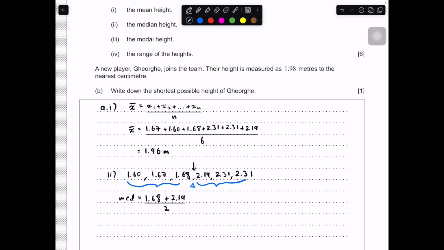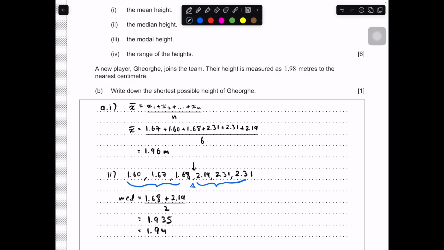And I'm actually just going to work that out on the calculator that I have beside me here. So 1.68 plus 2.19, I'm going to divide that by 2. All right. And here is the median, 1.935. If we wanted to write this to 3 sig figs, it would be 1.94. All right, good so far.